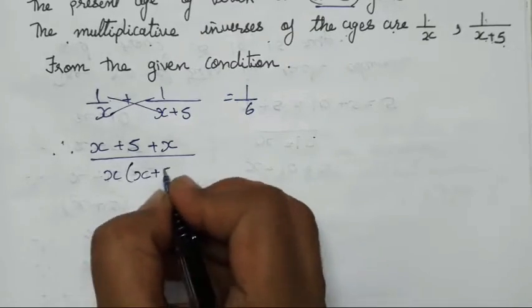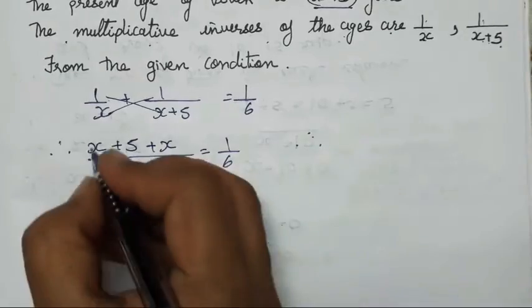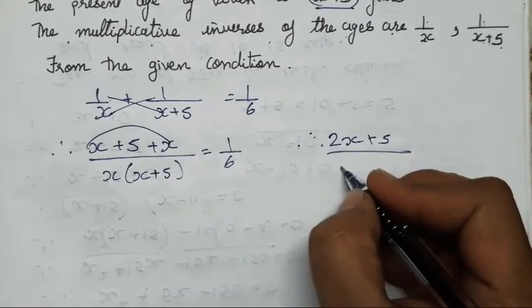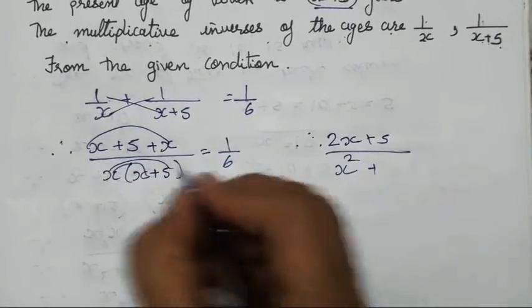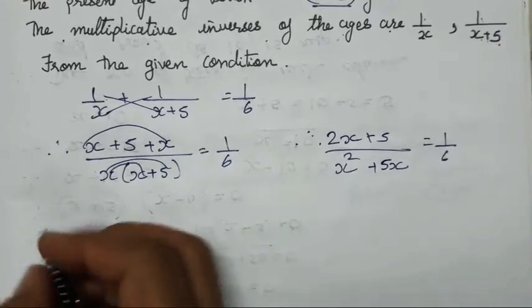Okay, cross multiplication is very easy, therefore I am not explaining it. Therefore this will become 2x plus 5, and this is going to be x square plus 5x is equal to 1 upon 6. I hope this step is clear.